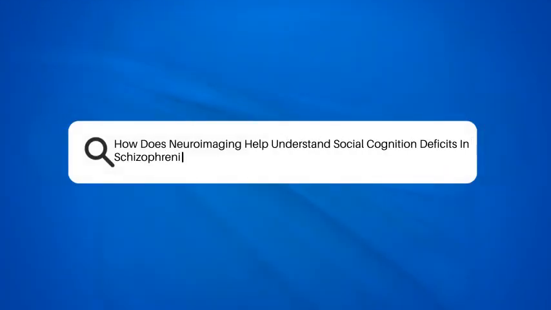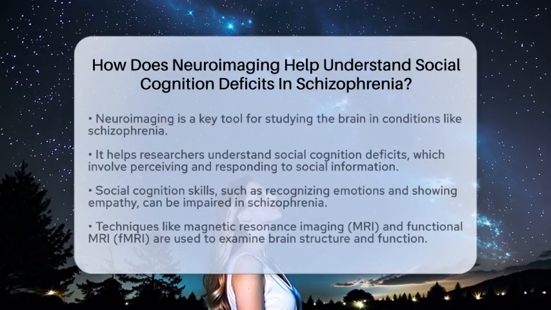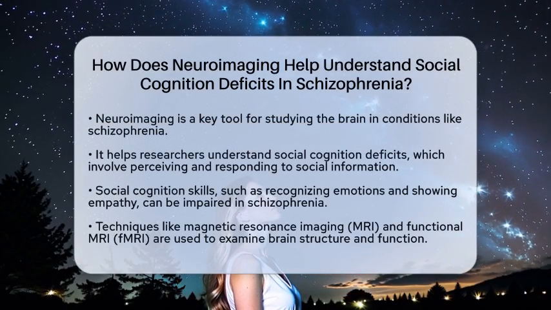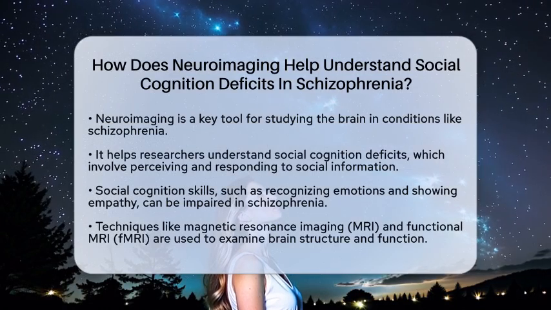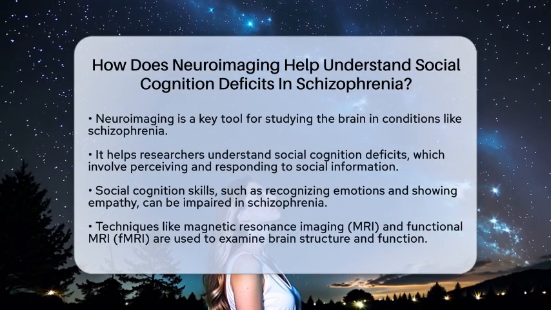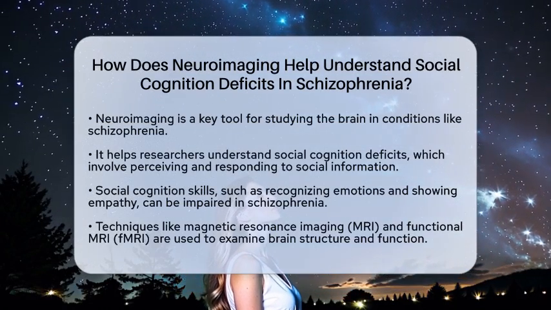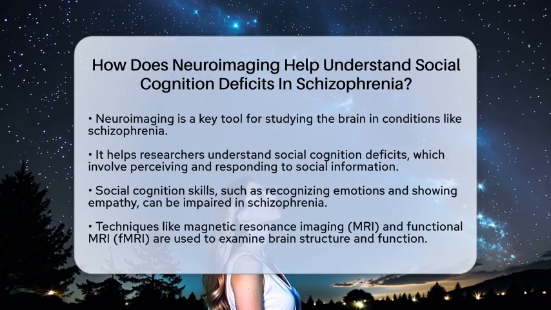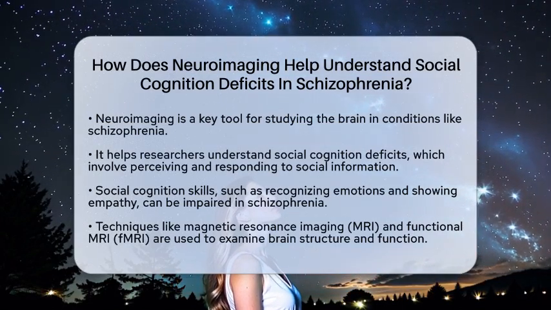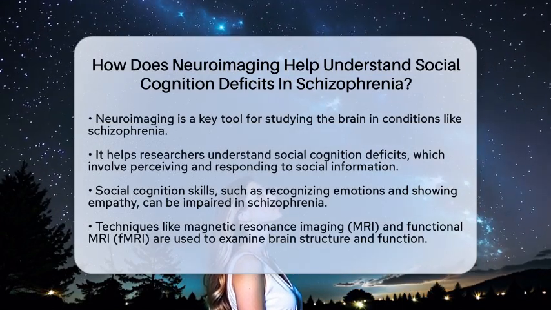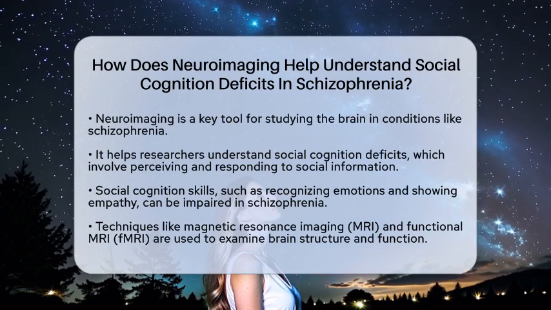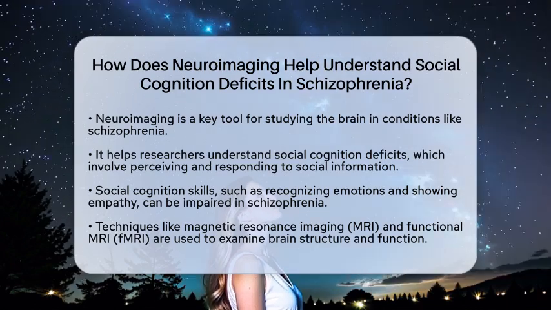How does neuroimaging help understand social cognition deficits in schizophrenia? Have you ever wondered how scientists study the brain to understand conditions like schizophrenia? One powerful tool they use is neuroimaging. This technology helps researchers see what happens in the brain, especially when it comes to social cognition deficits in schizophrenia.